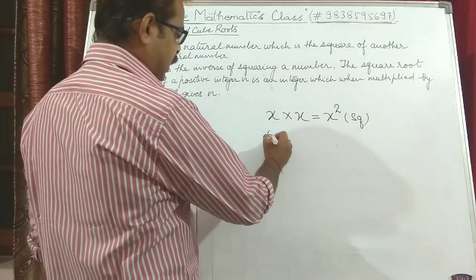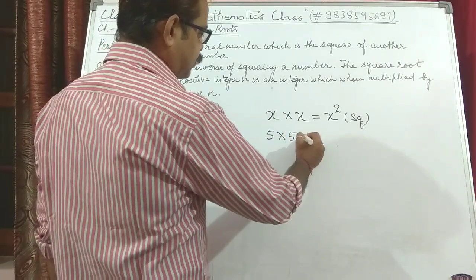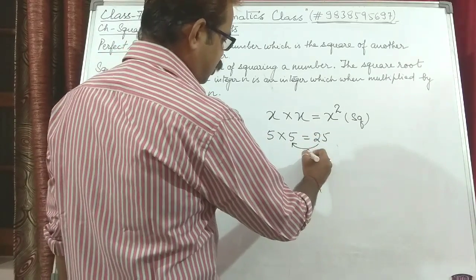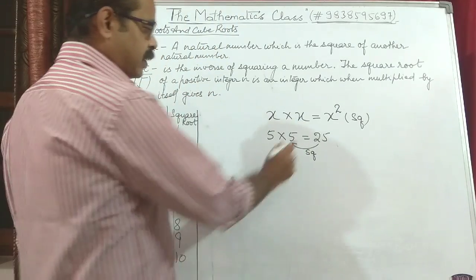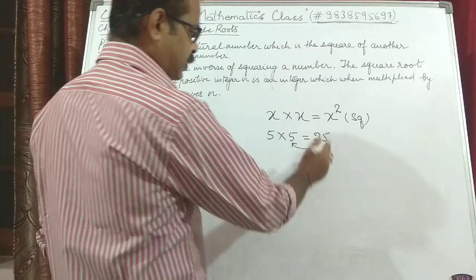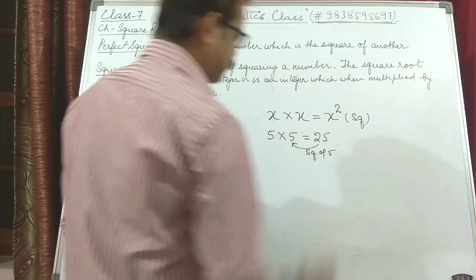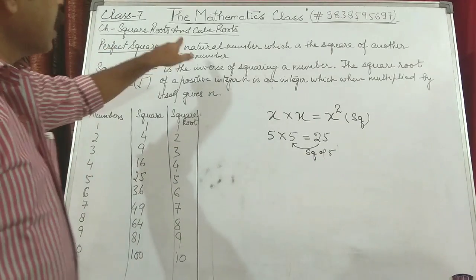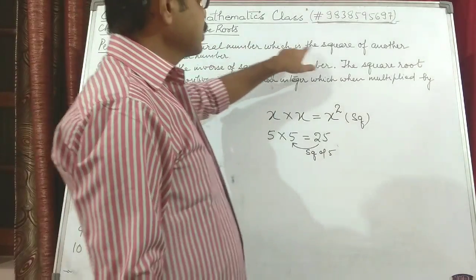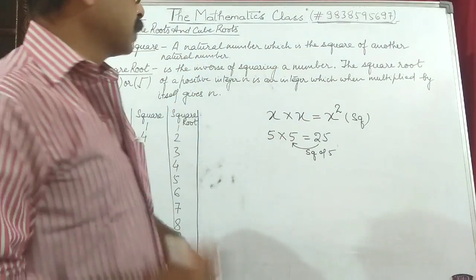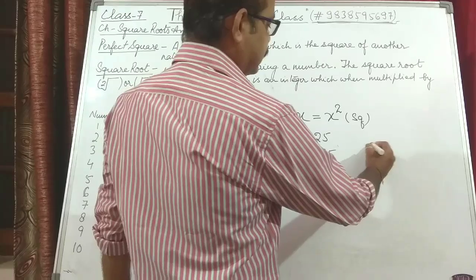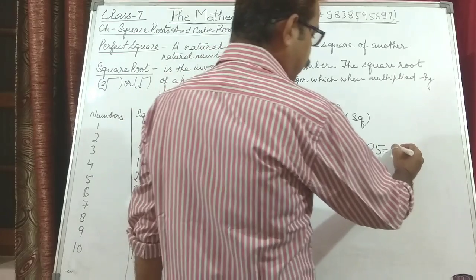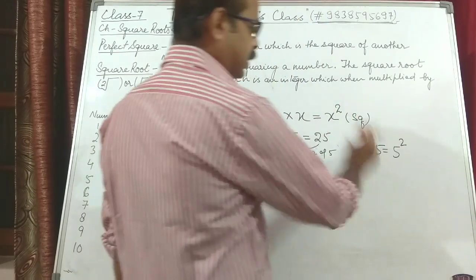For example, I say 5. 5 into 5, you all know, is 25. So 25 is the square of 5. What is a perfect square? A natural number which is the square of another natural number. So 25 is a perfect square. Why? Because this is the square of 5, meaning 5 to the power 2 can be written as 25.